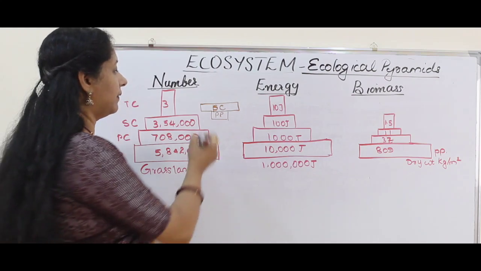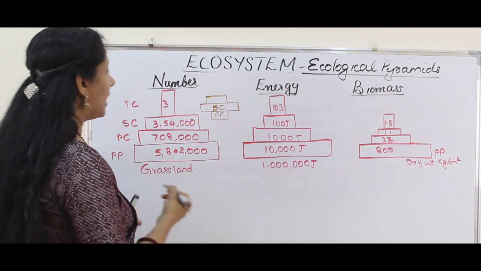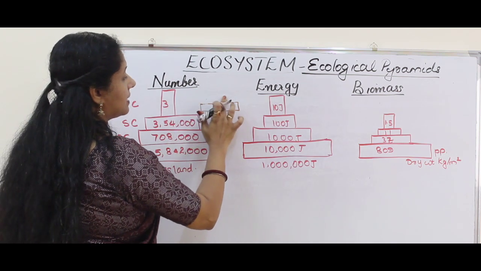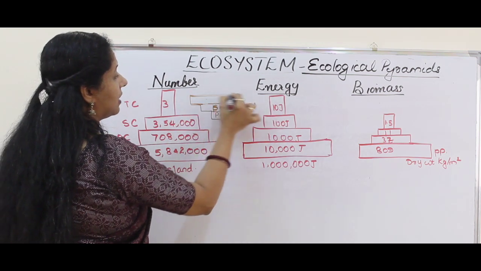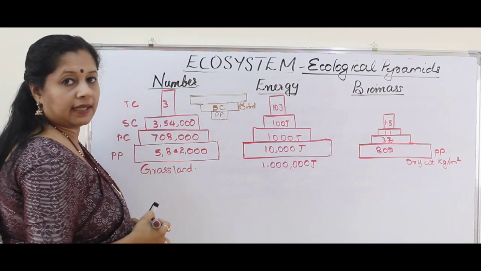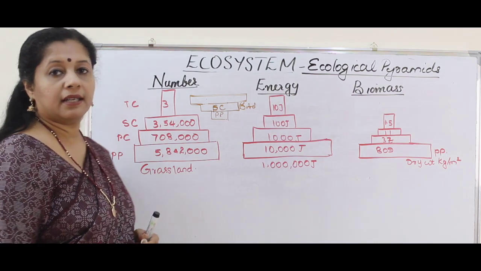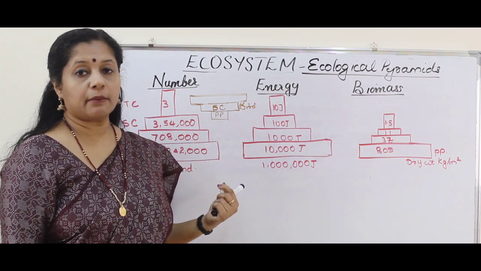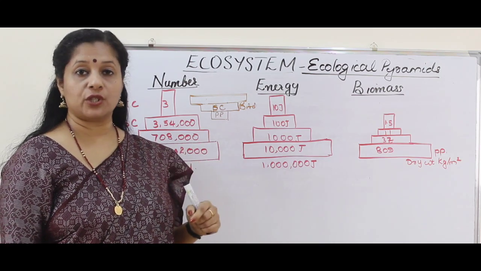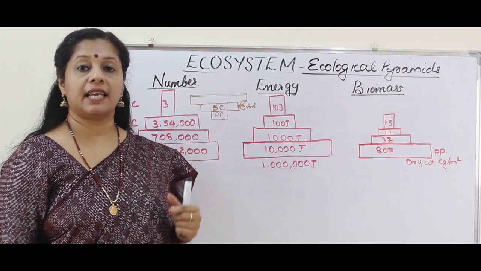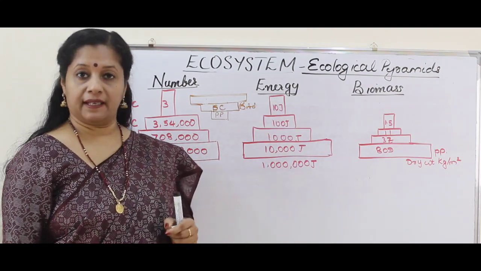Or if there are birds eating these insects, then it becomes a spindle shape. Or another possibility is, suppose this secondary consumer is a bird, the parasites living on the bird's body will be more than that. So in this case, it is an inverted pyramid that we are getting. So there is an exception that pyramid of number can be inverted also, especially when we take the case of a tree.